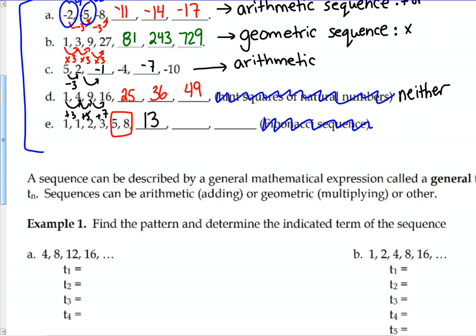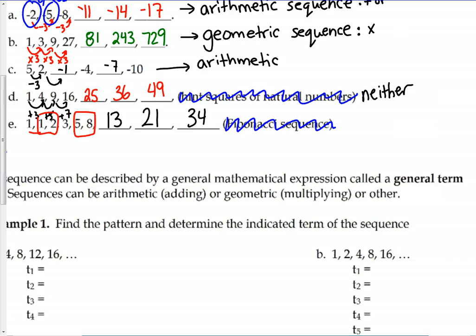So you add the previous two together. So 1 and 1 is how you get the 2. And then 1 and 2 is how you get 3. So you just add the 2 terms prior. So that means our next term would be 8 plus 13, or 21. And the last one, 34. 13 plus 21. Does that make sense? It's a cool pattern, actually.